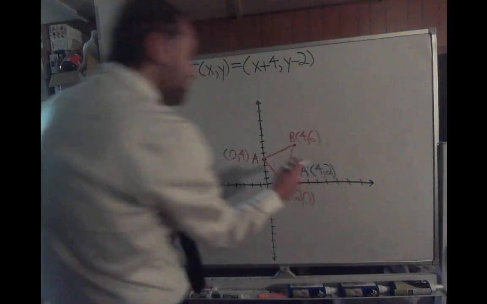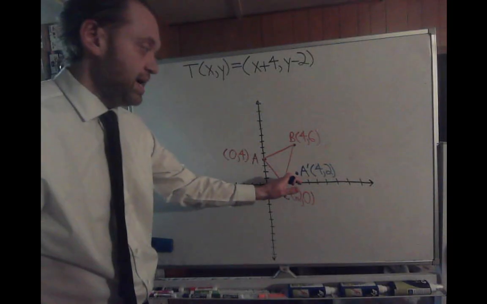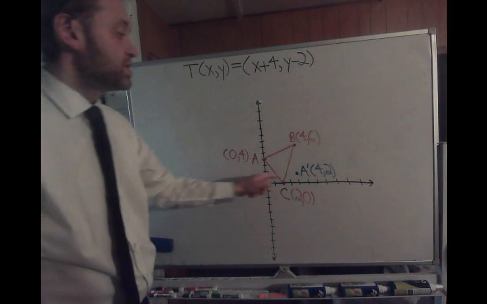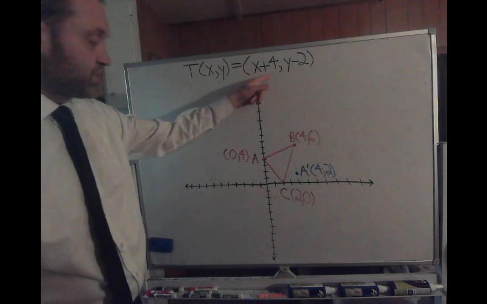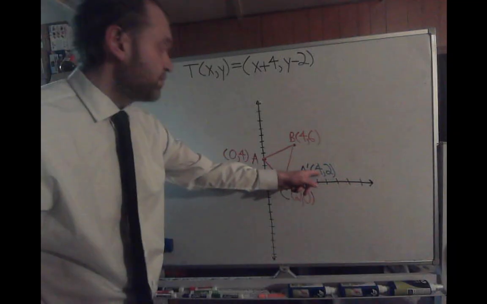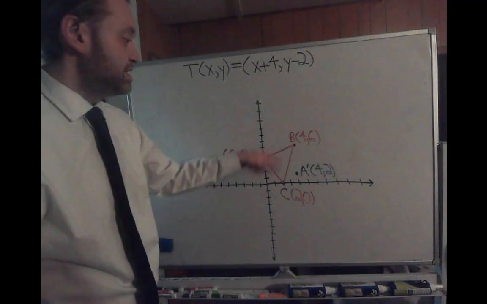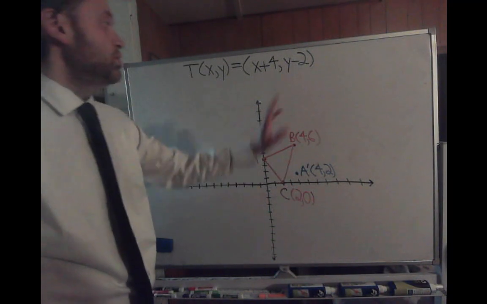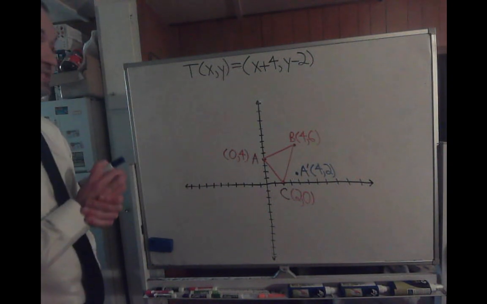That A prime means the transformation has been applied. That is the image of A from 0, 4 to 4, 2. And this checks out because your x coordinate has shifted to the right 4 units. Your y coordinate has shifted down 2 units. So that checks out. Now, let's find B.